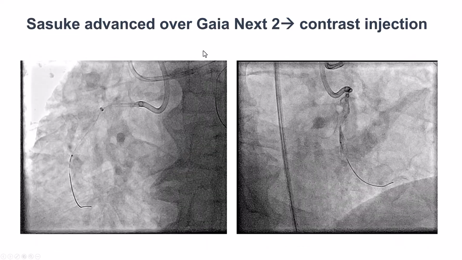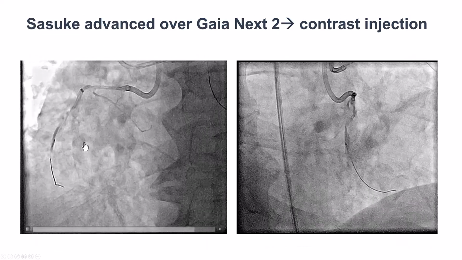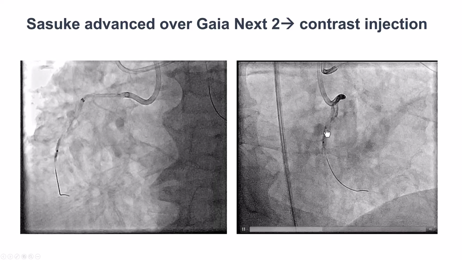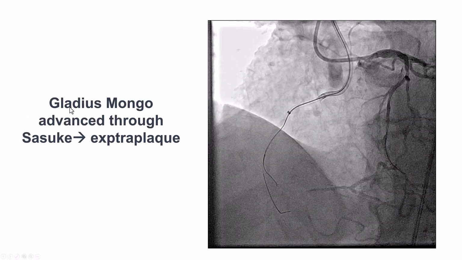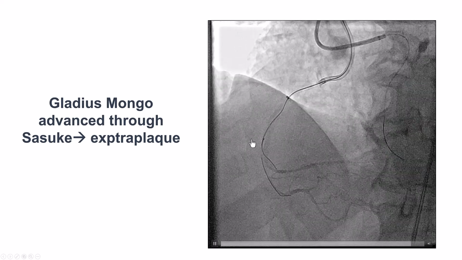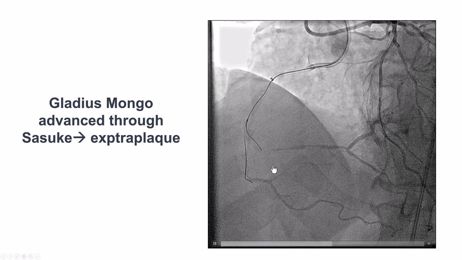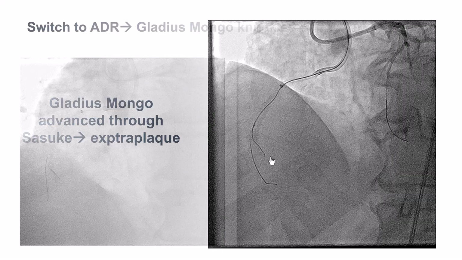We decided to use parallel wiring, so we used the Sasuke dual lumen microcatheter. We did a small contrast ejection to see if we could better understand the anatomy, but that was not very helpful. And then we used also another wire, a Gladius Mongo, that seemed to be advancing along the course of the distal RCA, but it was outside the lumen in the extraplaque position.